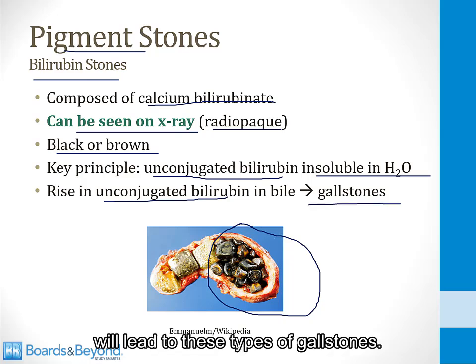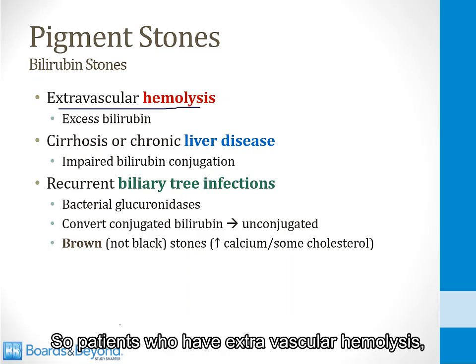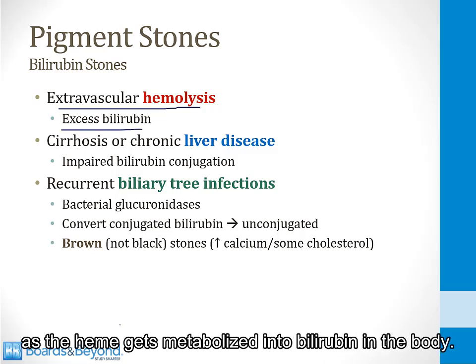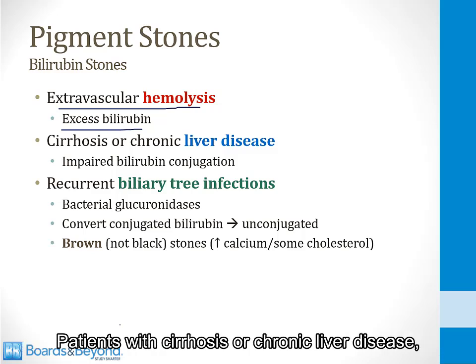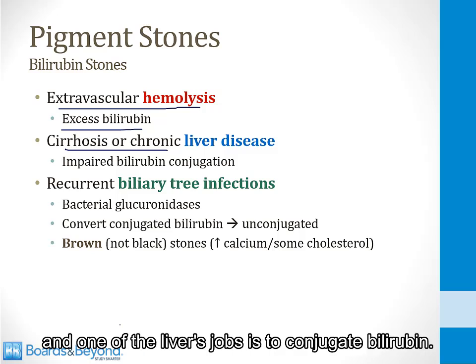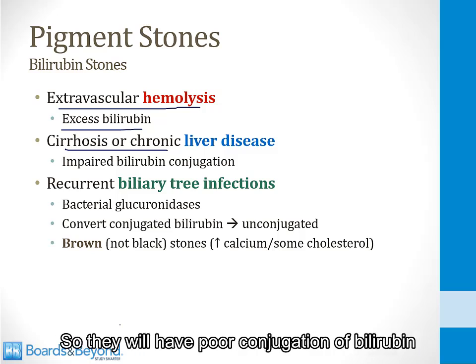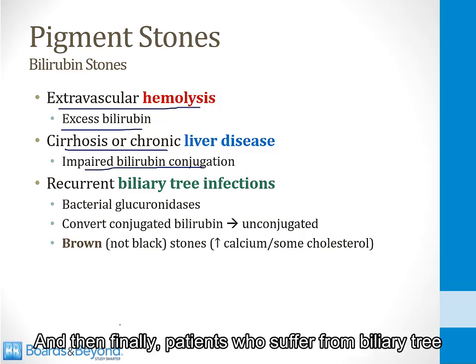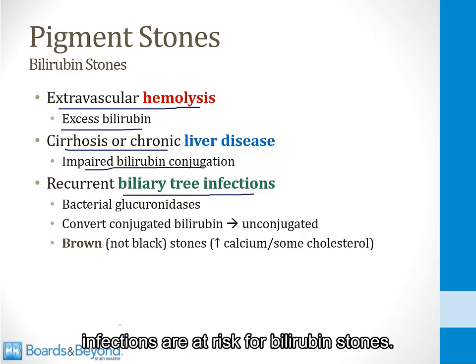of gallstones. So patients who have extravascular hemolysis are at risk for these types of gallstones because they have excess bilirubin as the heme gets metabolized into bilirubin in the body. Patients with cirrhosis or chronic liver disease have impairment of liver function, and one of the liver's jobs is to conjugate bilirubin, so they will have poor conjugation of bilirubin, and this will lead to an increased risk of forming bilirubin stones. And then finally, patients who suffer from biliary tree infections are at risk for bilirubin stones.